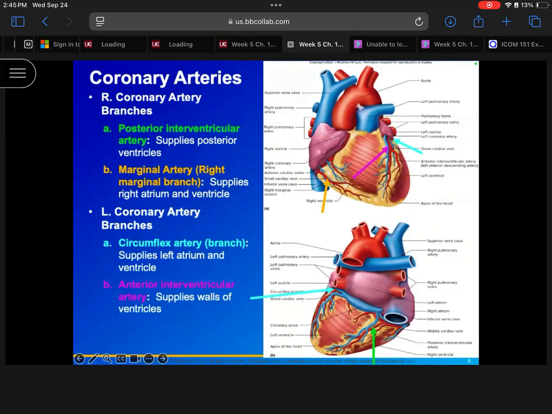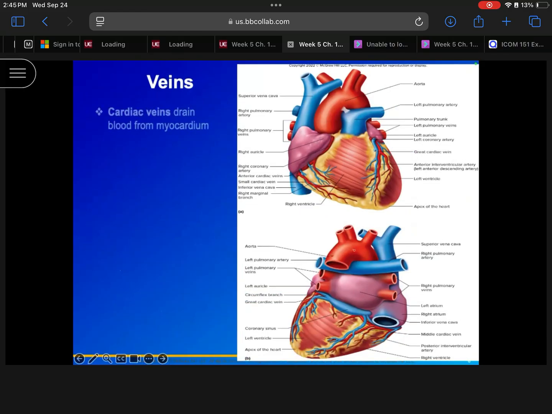All right, so that's going to supply. If you look, we have the anterior interventricular artery, so that's going to supply this area here in between our two ventricles on the anterior side, and then we also have the circumflex artery, so that's going to supply the left atrium and left ventricle. Does that make sense? It's pretty easy to see where they supply because it's right where they are located. So those are the major arteries of the heart that we want to be aware of.